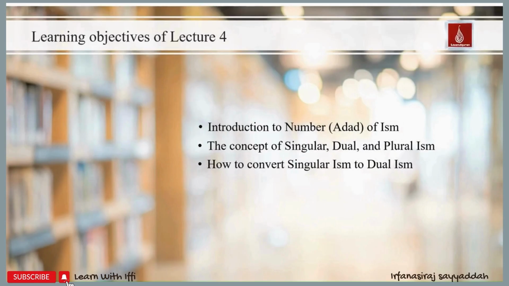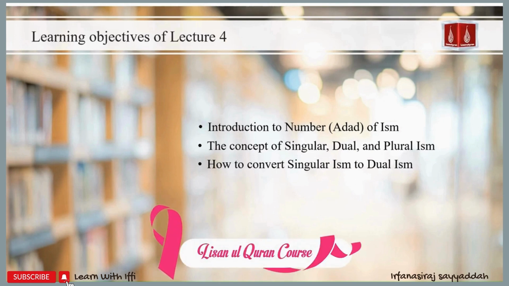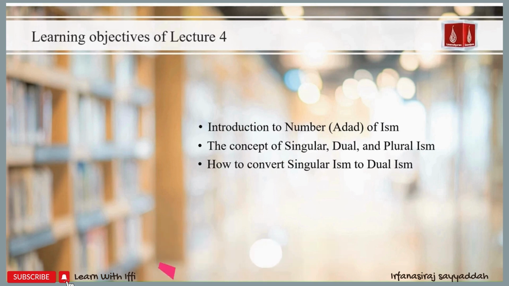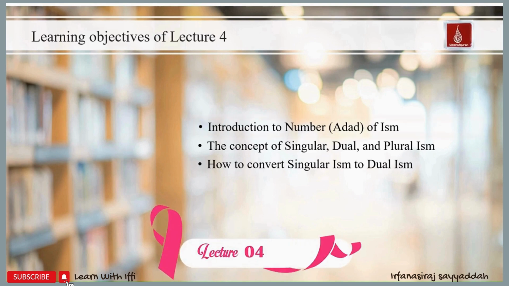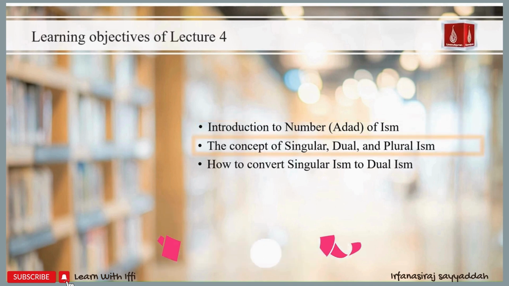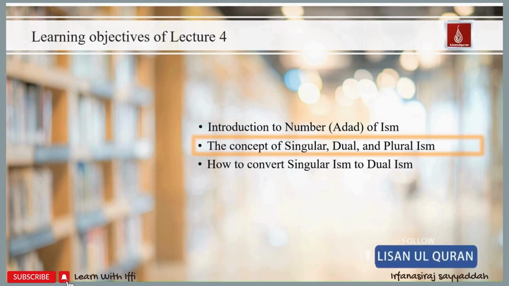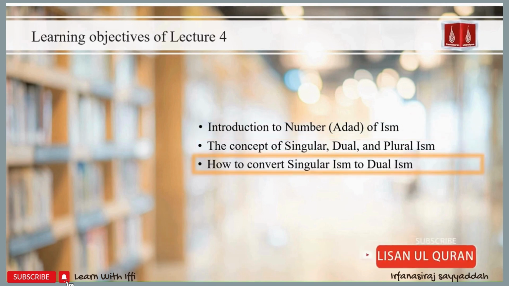In the last lecture, we started the study of the 4 characteristics of ism. The first characteristic that we studied was gender. In this lecture, we will study the second characteristic of ism, which is number. We will have an introduction to the number or adad of ism. We will study the concept of singular, dual, and plural ism. And finally, we will study how to convert singular ism into dual ism.